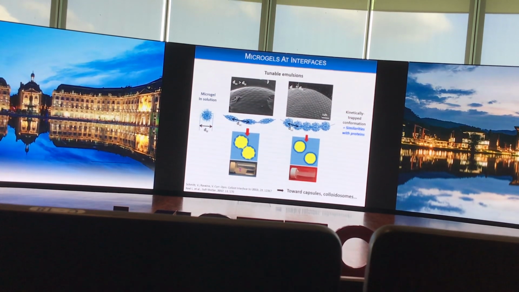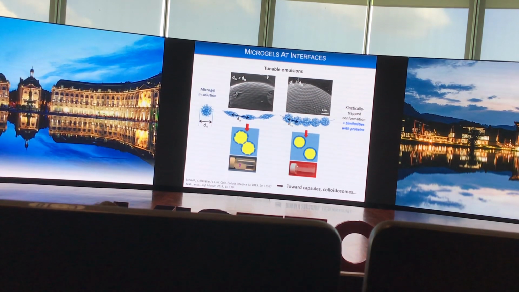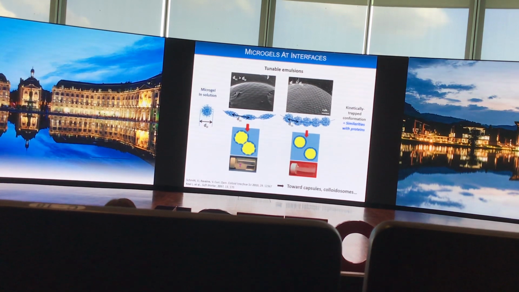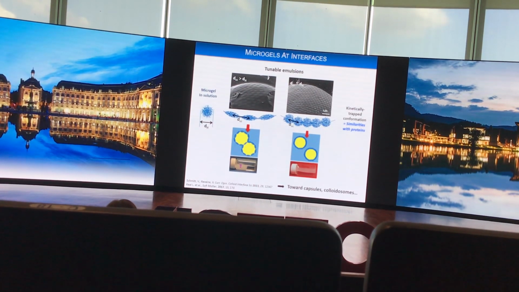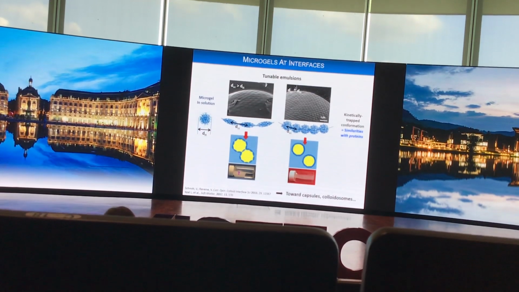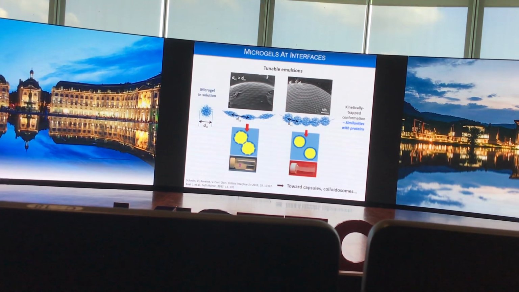And for example, here you have emulsions which cannot flow and which can behave as a solid, and in the other case, the emulsion can flow. So there is a real way to tune the properties of the emulsions, but this can also be applied to foams, because these systems are kinetically trapped, so you can change the conformation and they behave like proteins at interfaces. So it also helps us to understand how protein behaves at interfaces.